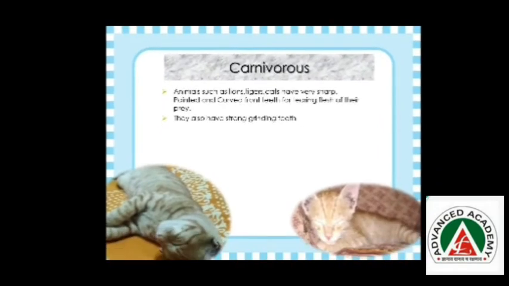Birds such as eagle, vulture, kites, etc. also eat the flesh of other animals. They have strong, sharp and hooked beaks and claws to catch their prey and tear flesh. The sharp claws are called talons.